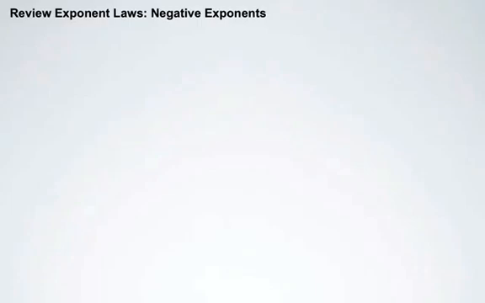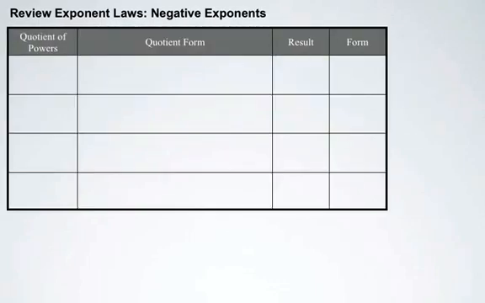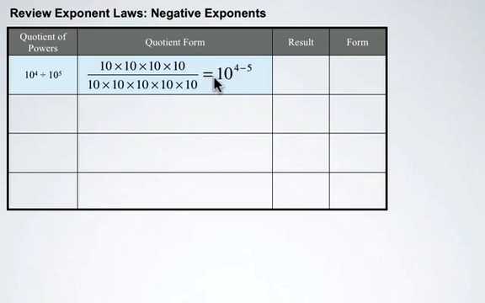Let's review another exponent law relating to negative exponents. Ten to the 4 divided by 10 to the 5 creates this quotient form. There are 4 tens on top, 5 on the bottom. So this would equal 10 to the 4 minus 5. The result is 1/10, or 10 to the negative 1. So on top, all of these would cancel out to make 1, and there would be 1/10 left on the bottom, so 1 over 10.